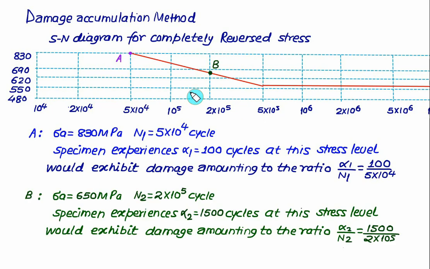Now consider the point B. At this point also the specimen is operated for a certain number of cycles. So at this point the stress is approximately equal to 650. It is slightly less than 690 and greater than 620. So we can very well locate an amplitude stress equal to 650 megapascal on this graph, and we can record the corresponding value, that is, the life of the component is 2 into 10 to the power 5.